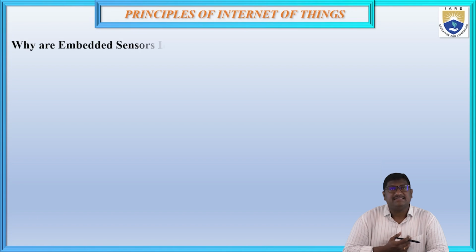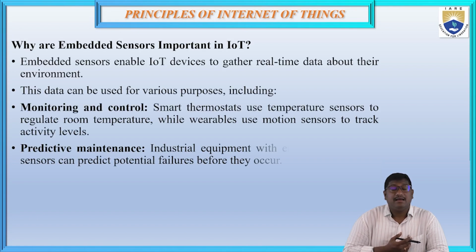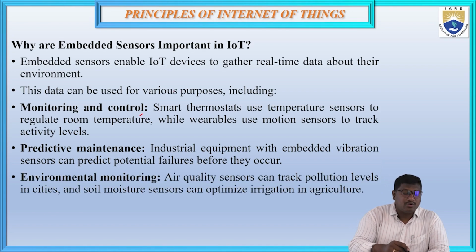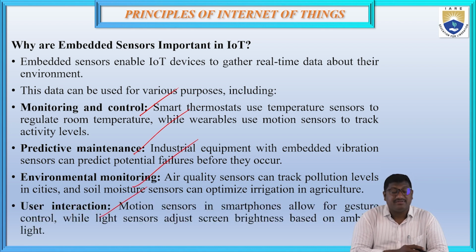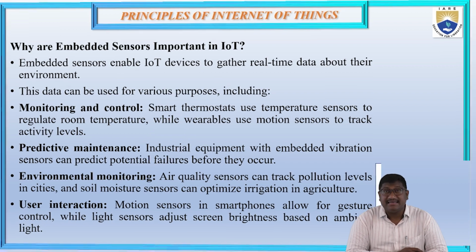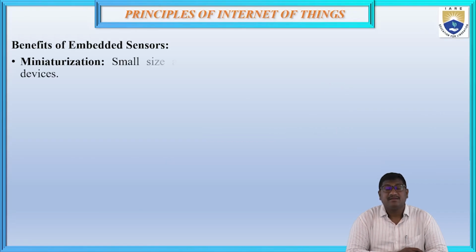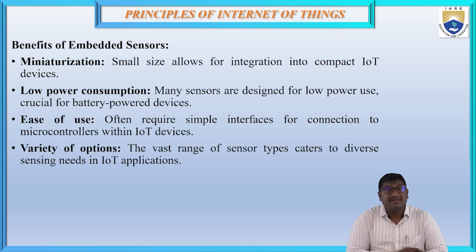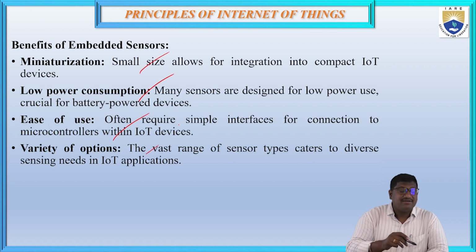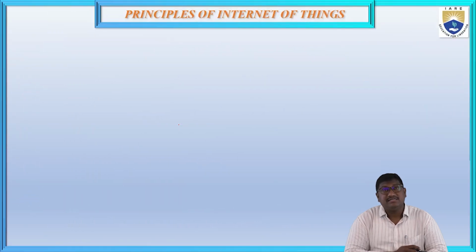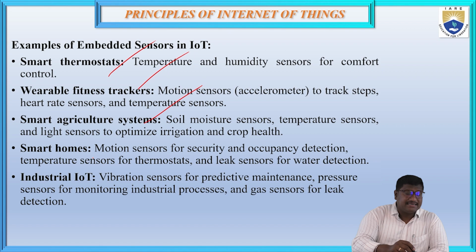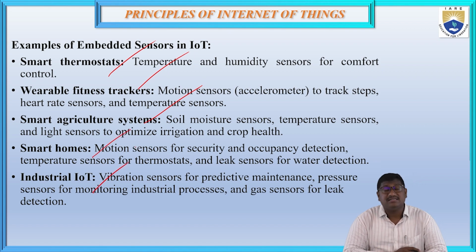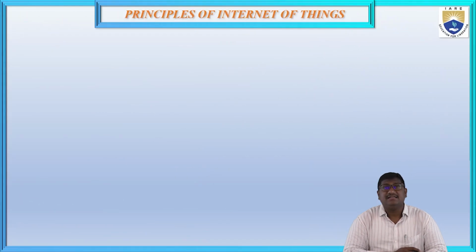These are the things which exist, and why embedded sensors are important: to monitor and control, for predictive maintenance, for environmental monitoring, to interact with the user. These embedded sensors are most important in IoT for gathering real-time data. What are the benefits? Miniature size, low power consumption, ease of usage, and a variety of options by using these embedded sensors. These are the examples: smart thermostats, wearable fitness trackers, smart agriculture, smart homes, industrial IoT. All these are the best examples of embedded sensors in IoT, guys.